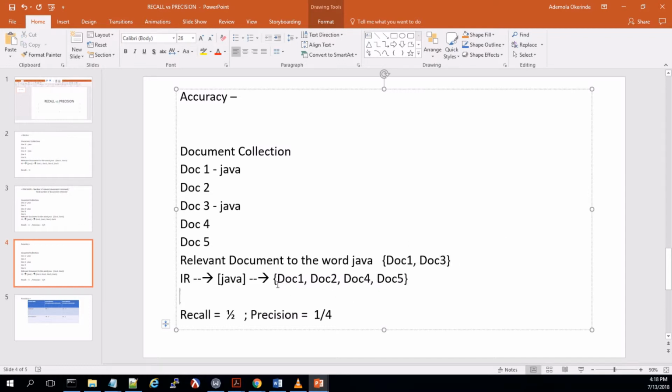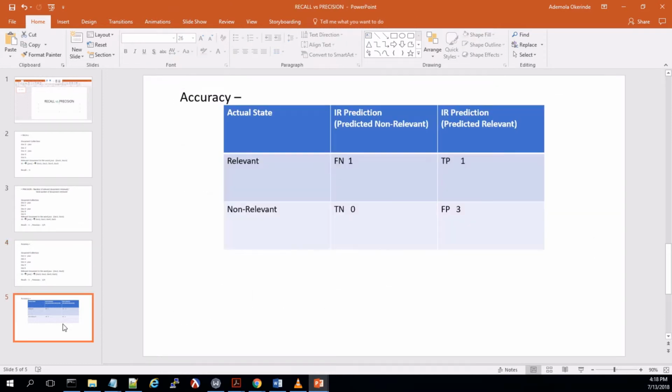So if you check here, the IR system gave us 4 documents. Out of those 4 documents, only document 1 is relevant. The other ones are not relevant to the results. The other ones, document 2, document 4, they are not relevant. So they are false positives, they are falsely returned. So these 3 documents are false positives, so they are not supposed to be returned, but they were returned. So that is why we have 3 here.